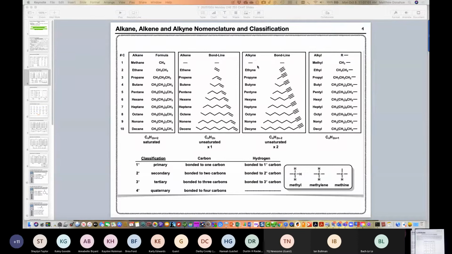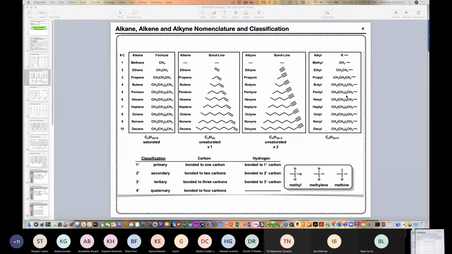Alkyne now has a triple bond. So ethene, we remove 2 hydrogens, that becomes ethyne. So yne. The first part of the name is telling you how many carbons there are, so 2 carbons. The suffix is telling you what the main functional group is. So this is an alkyne.